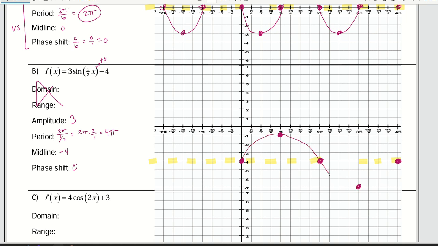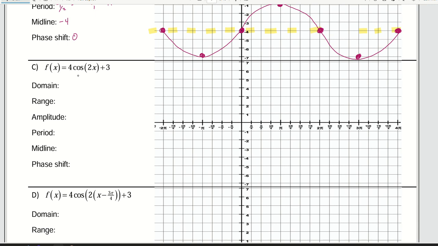Connect the dots nice and smooth. And then we keep the pattern going. It looks like 2 pi is the distance to our next midline crossing, so negative 2 pi. Directly in between those two would be our trough. Everything is nice and consistent.